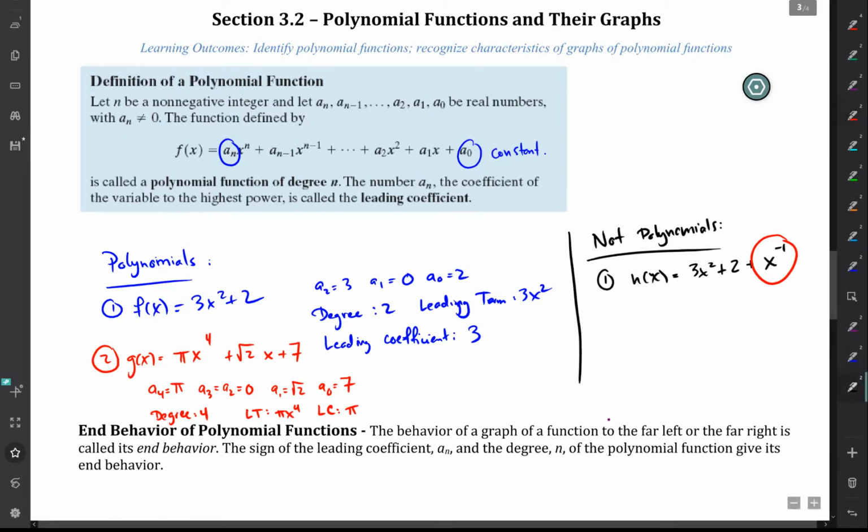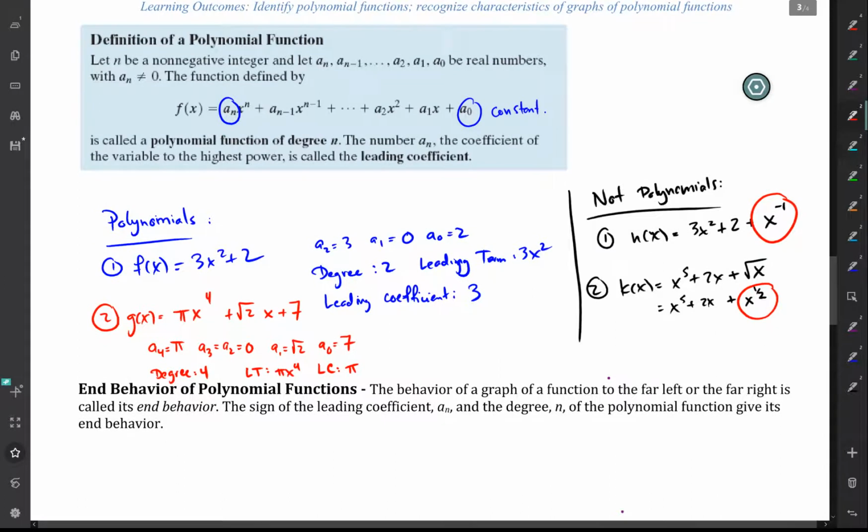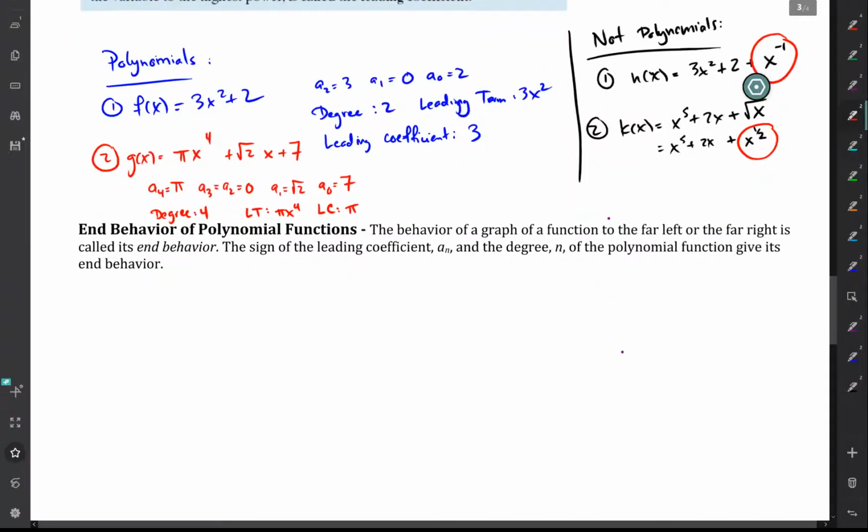A second example might be something like k(x) = x^5 + 2x + the square root of x. And here the problem is that the square root of x is actually the same as x to the 1/2, so you have a fractional exponent. So both of those are reasons why these can't be polynomials. Okay.